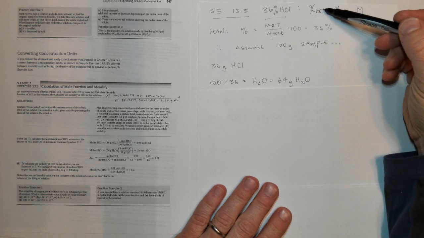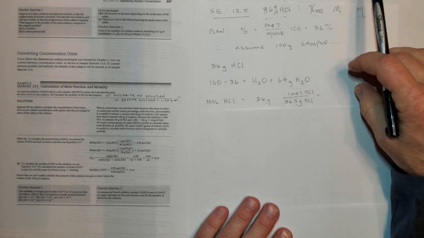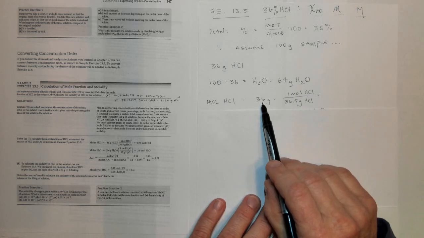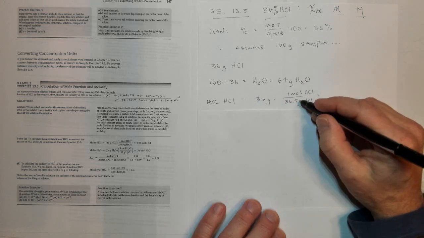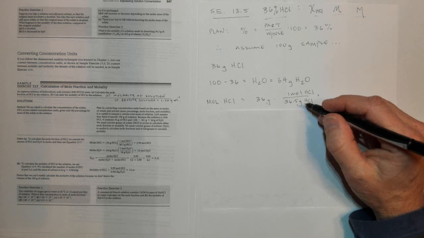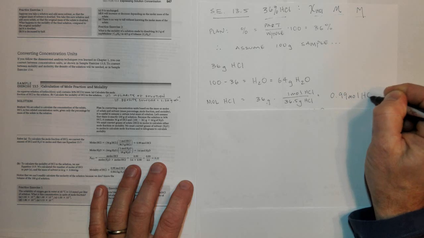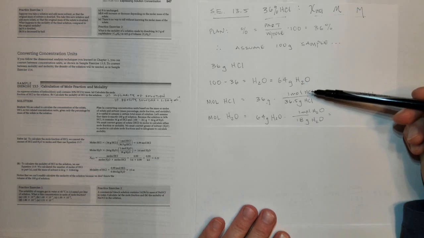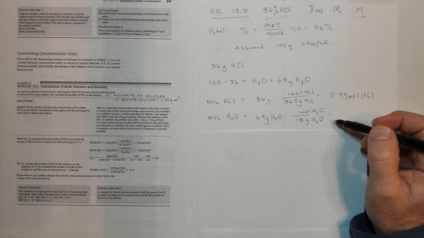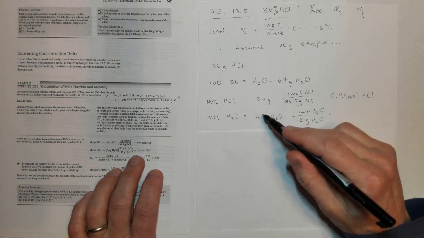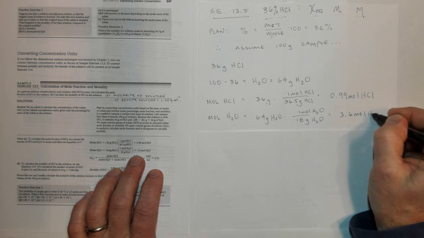Now to find the mole fraction, we would simply find the moles of these two and then divide them. For the moles of HCl, we take 36 grams, look up HCl on the periodic table, and take 36 divided by 36.5, and we end up with 0.99 moles of HCl. Then we find the moles of water. Adding up H2O on the periodic table, it adds up to 18.01 grams. So round it to 18, 64 divided by 18 is 3.6 moles of H2O.